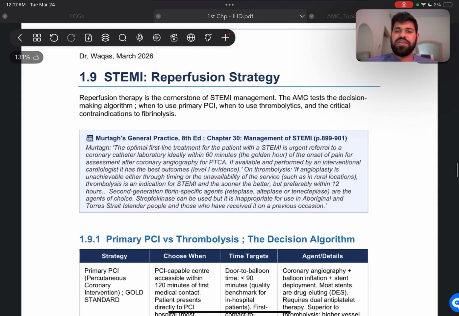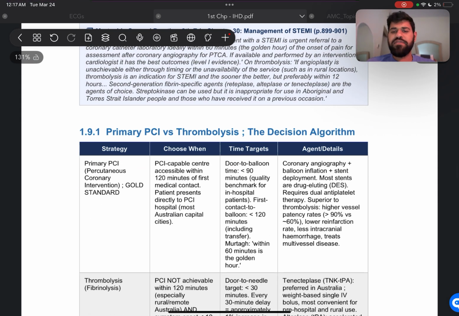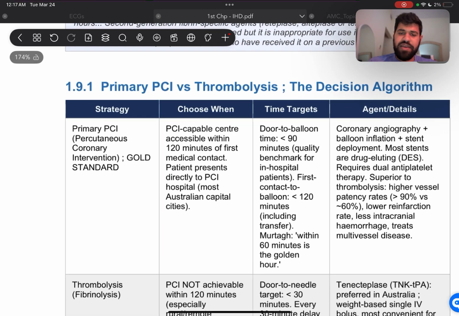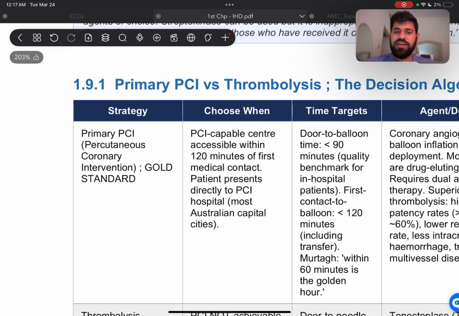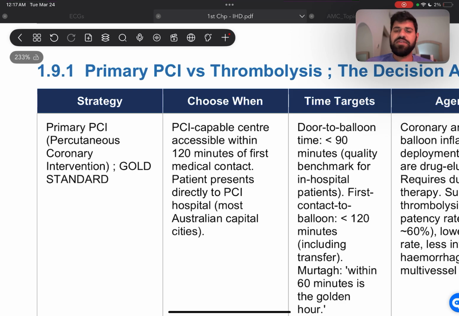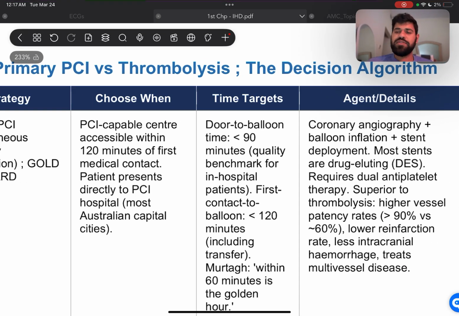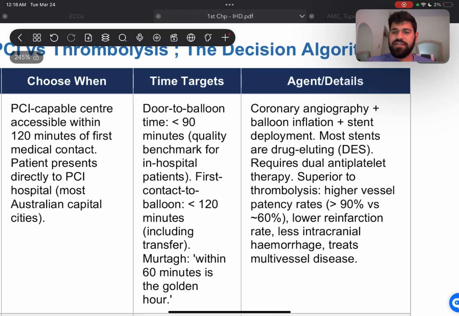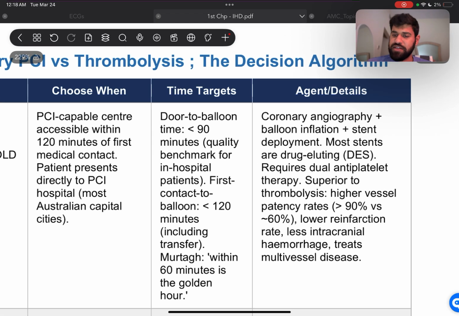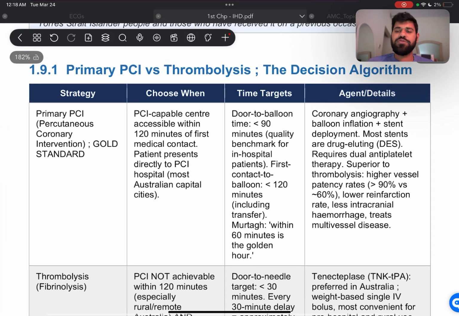All right, so STEMI reperfusion strategy, primary PCI versus thrombolysis. Now, the main reason I've added this is that there have been questions about this: if the center is capable or access is available within the first 120 minutes of first medical contact. And again, door to balloon time is less than 90 minutes, and the details are coronary angiography plus balloon inflation plus stent deployment, and most stents are DES or drug eluting stents, and the patient is going to require dual therapy, and it is superior to thrombolysis.